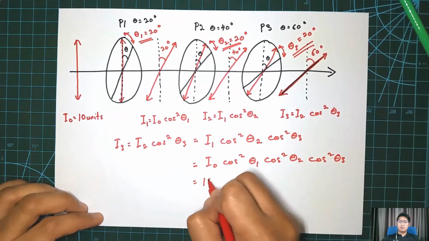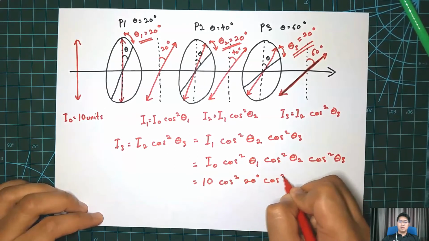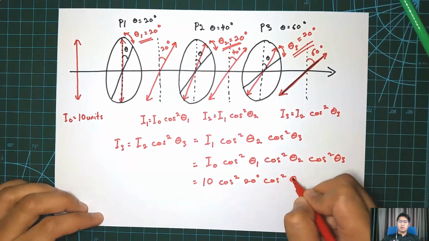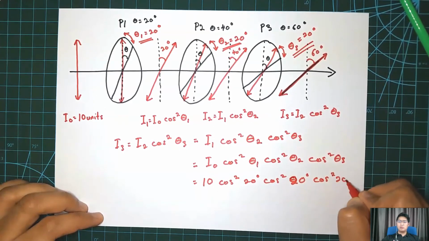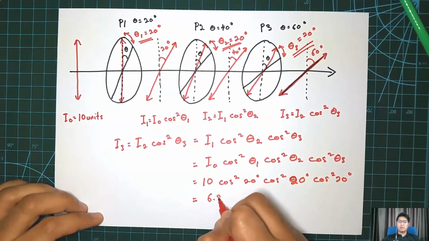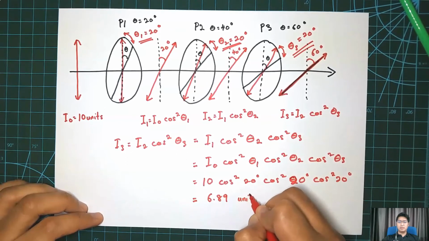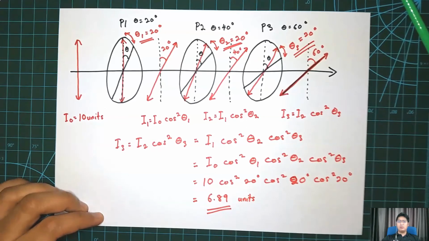So you must insert all the values. 10, the I naught, 10 units, cos square theta 1, 20 degrees, cos square theta 2, also 20 degrees, cos square theta 3, also 20 degrees, because all the angles must be the angle between the incident light and the transmission axis of each polarizer. And then the final intensity is 6.89 units.